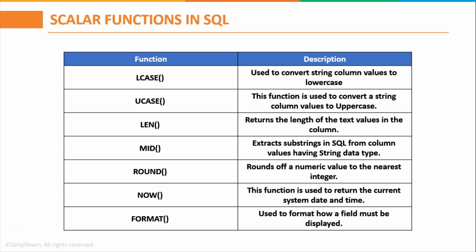Next we have the mid function. The SQL function mid extracts text from a value of a field. It takes one argument and works on each value independently. So basically it extracts substrings in SQL from a column value having string data type. Next we have the round function. The round function is used to round a numerical value to the number of decimals specified. So basically if you're working on decimal data types, you can use this round function, which rounds off any numerical value to its nearest integer value.